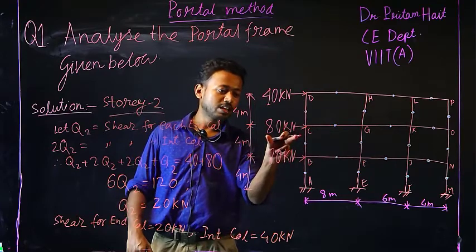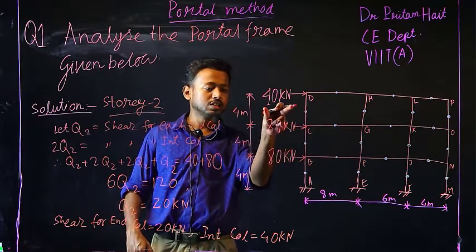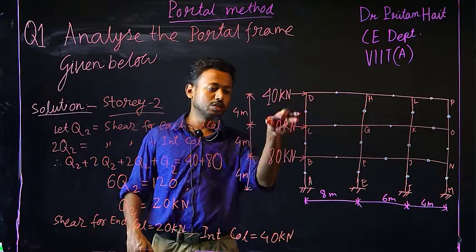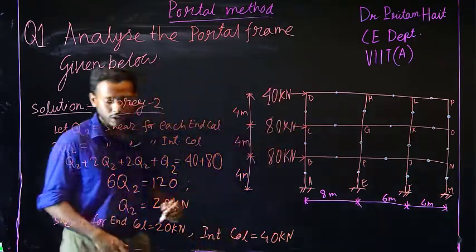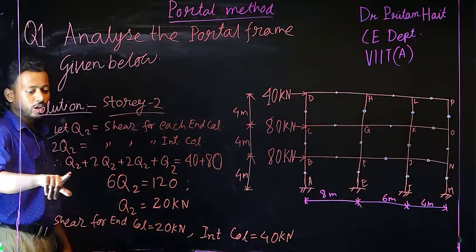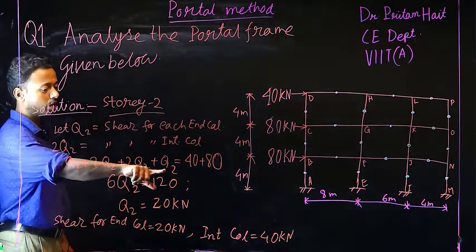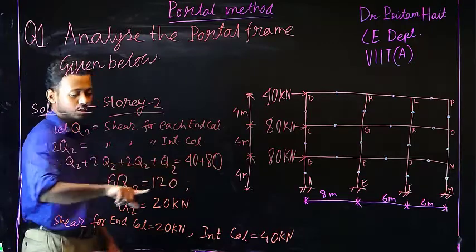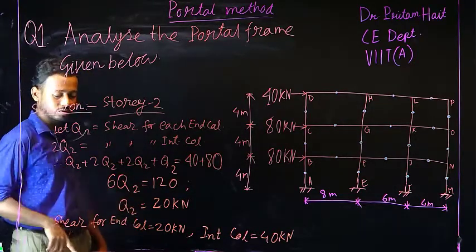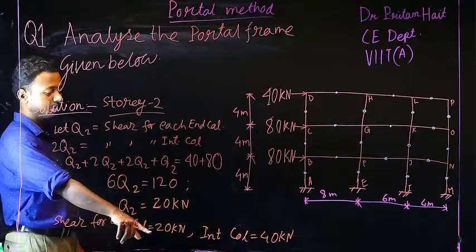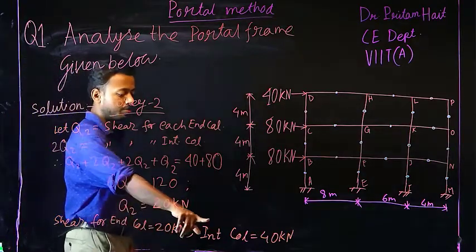I will add the total force acting just above this story. So 80 plus 40. I have written here Q2 plus 2Q2 plus 2Q2 plus Q2 equals 40 plus 80. So 6Q2 equals 120, so Q2 equals 20 kilonewton. So the shear for the end column is 20 kilonewton and for the intermediate column is 40 kilonewton.